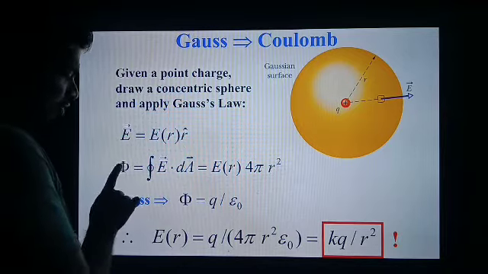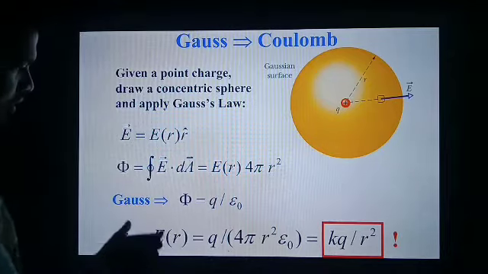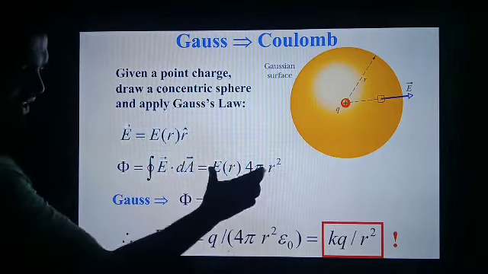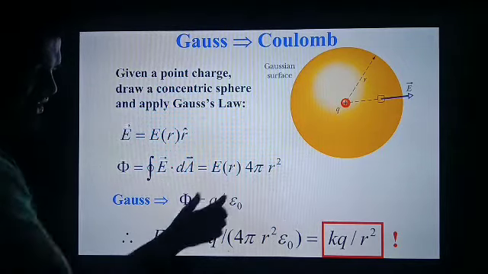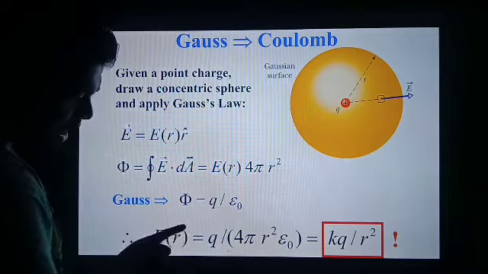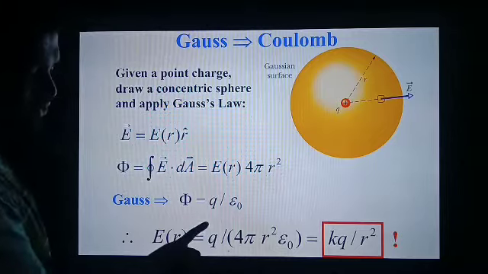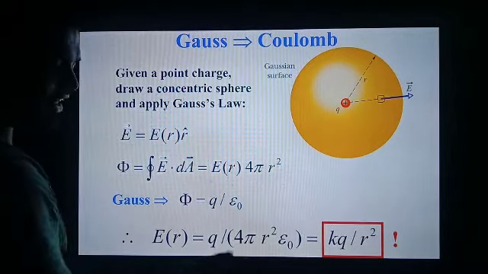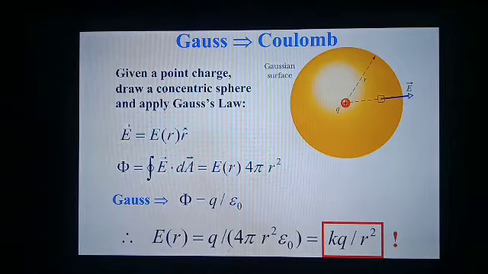So we know very well from the Gauss theorem that phi is equal to Q upon epsilon naught. So phi is equal to this and phi is equal to this. Both are equated, so E times 4 pi r squared will be equal to Q upon epsilon naught. The 4 pi r squared will go to the denominator, so it is 1 upon 4 pi epsilon naught Q upon r squared, which we had studied at first hand.